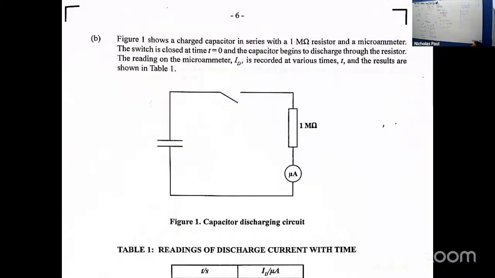What's the shape of this graph, without drawing it? Without actually plotting the graph, what's the shape of the graph? Right, very good.